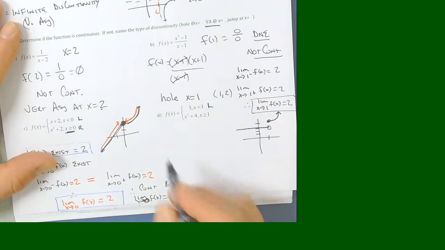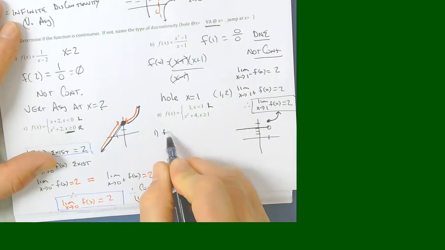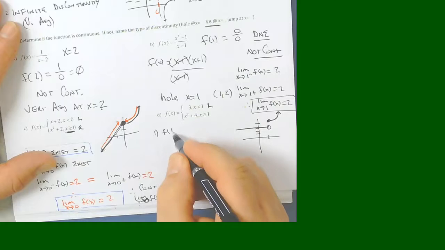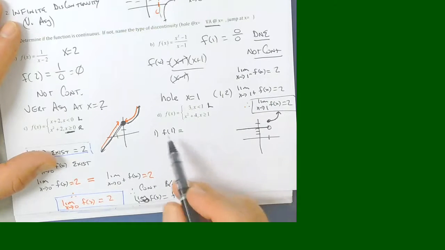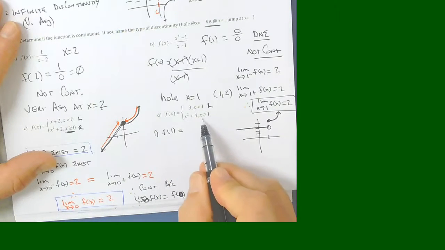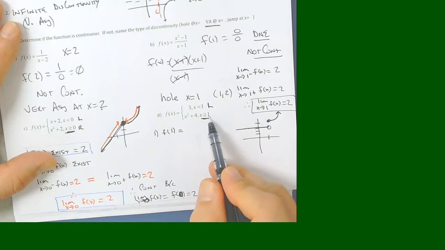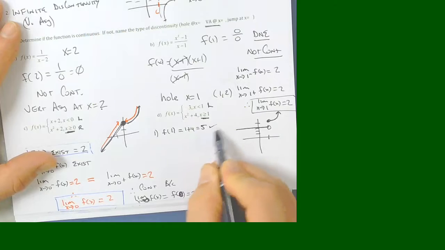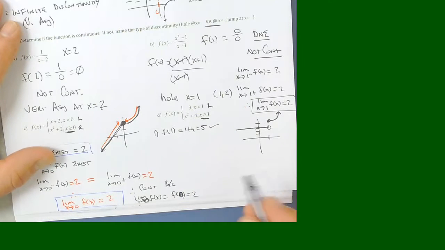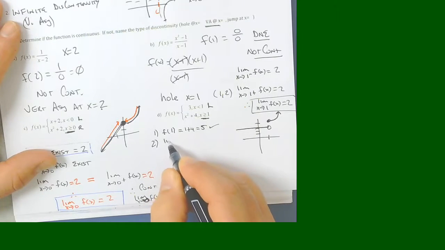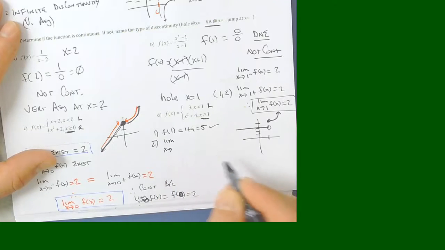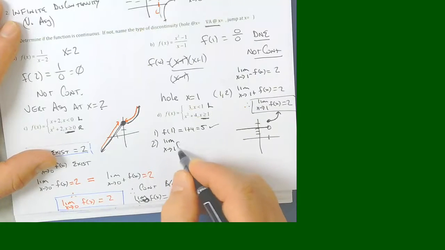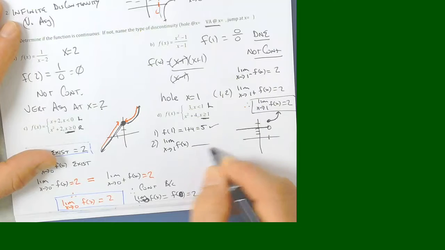So, 3 criteria. Does f at our problem area 1 exist? F of 1, this is where it exists, it's greater than or equal to, is 1 plus 4, which equals 5. Okay, criteria 2. The limit as x approaches 1 of f of x. Does it exist?